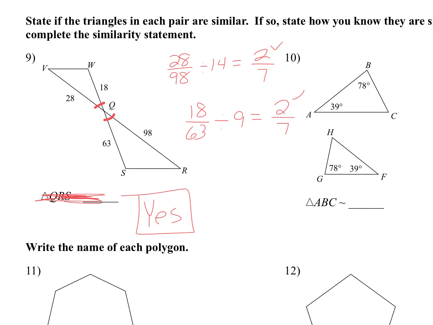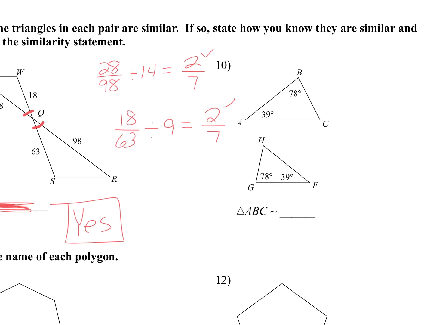On number 10, do we know anything about the sides? No. So we have to base it off of the angles. I'm going to start with angle 78. Does it match on the other triangle? Yes. What about angle 39? Yes. Those match, but we don't know the third one. Do we have to do math? No. If two of them are the same, would that mean the third is the same? Yes. So are these similar? Yes. So you need at least two angles that are the same.